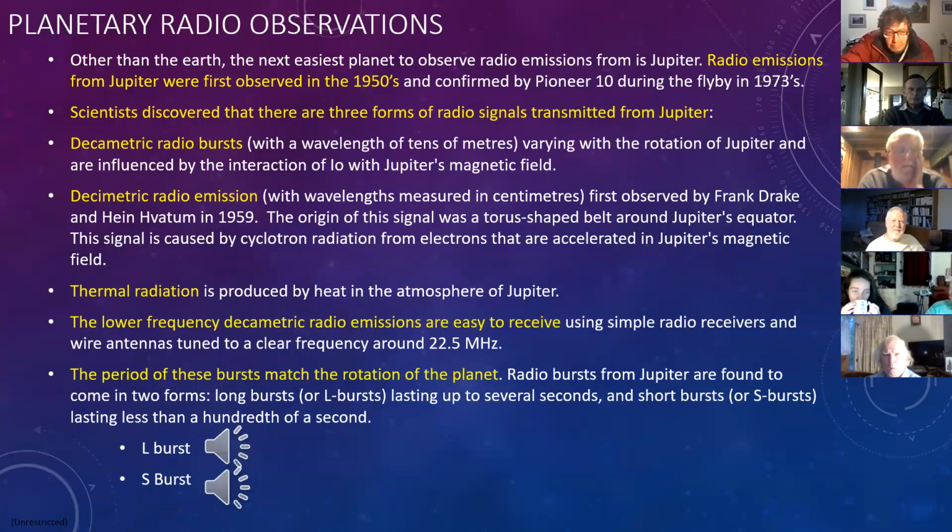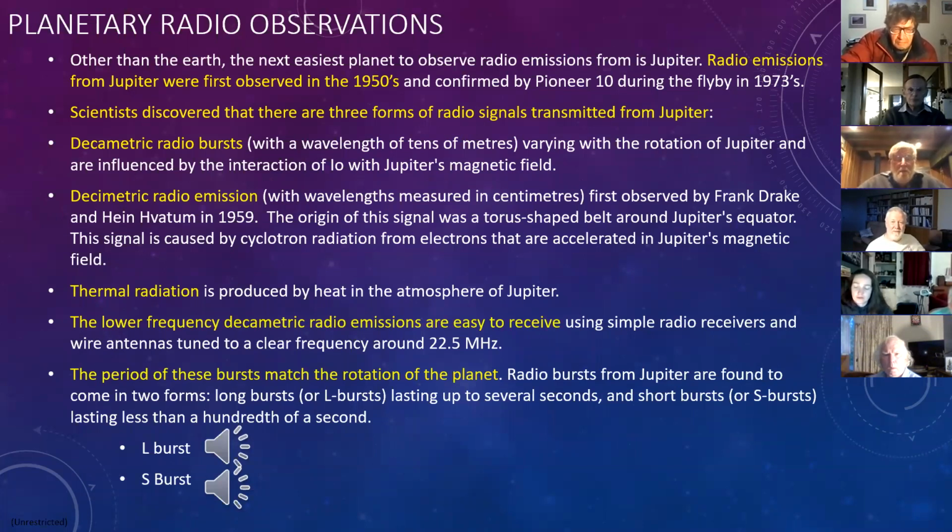Alrighty, so what about moving over into planets then? So to go a little further out. Other than our Earth, the next easiest target to observe radio emissions from a planet is Jupiter. Radio emissions from Jupiter were first observed in the 1950s, and it was confirmed by Pioneer 10 during the flybys in 1973 that Jupiter indeed was a very, very noisy place.